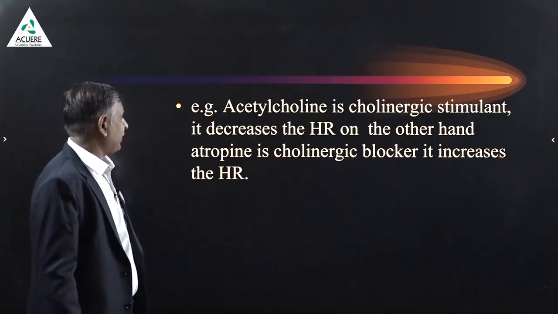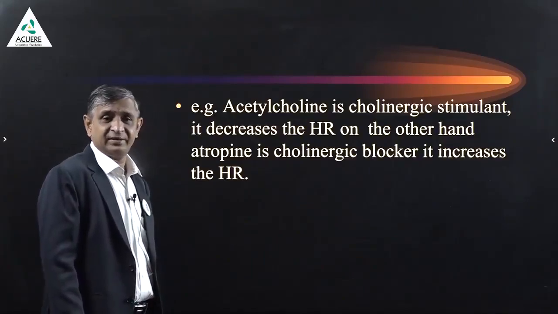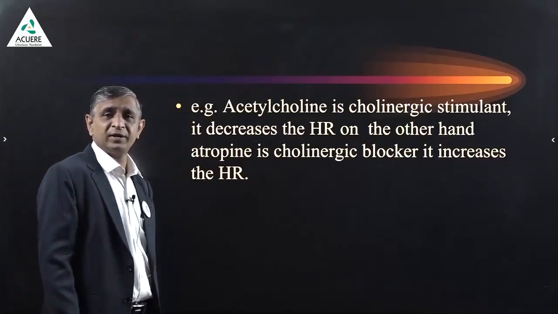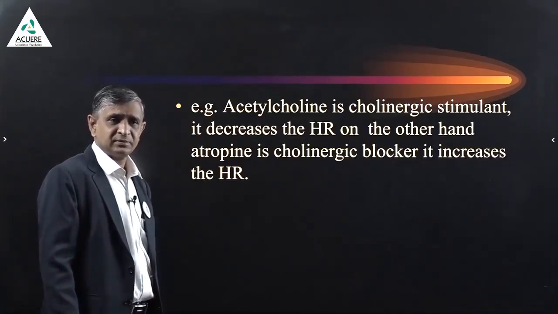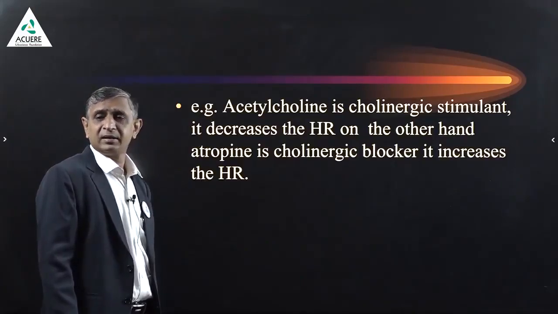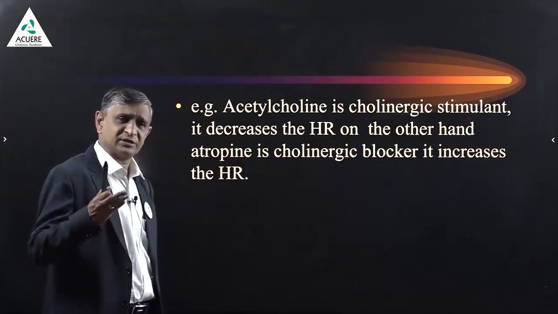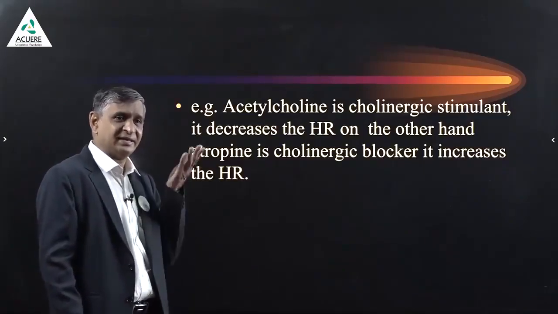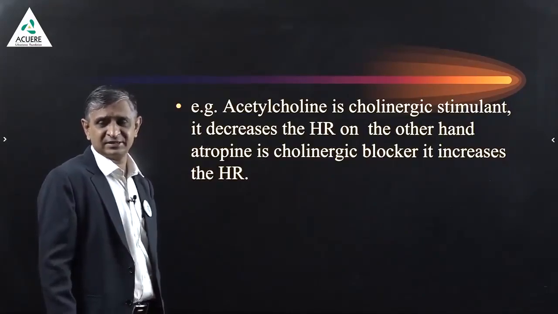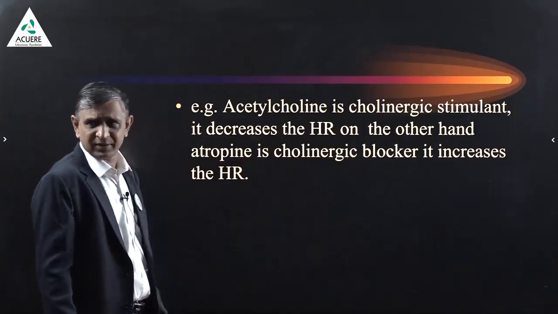On the other hand, atropine is a cholinergic blocker. It increases the heart rate. Everyone is with me? Atropine is a cholinergic blocker, it increases the heart rate. When you block the cholinergic nervous system, the function of the organ will increase, opposite to that of the sympathetic system or adrenergic nervous system. Exactly, everyone is happy with the words?